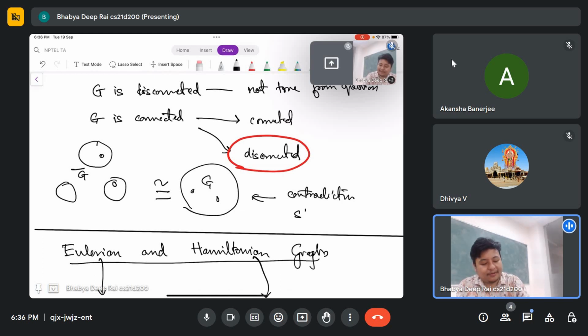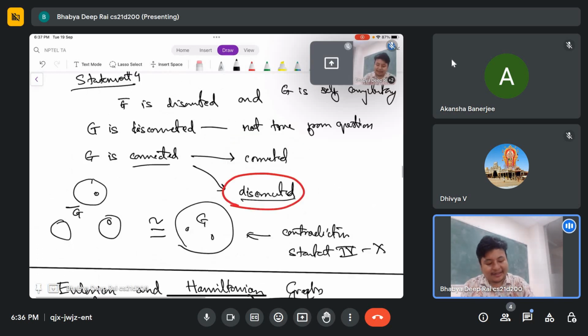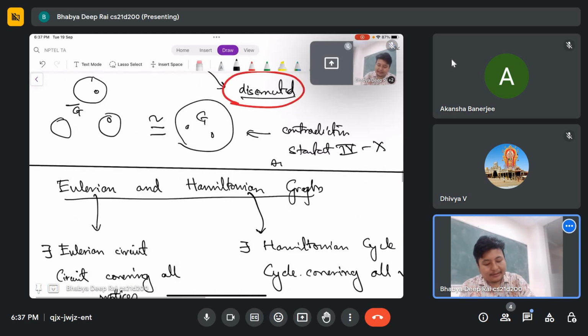So statement 4 is not true. By the question we have that G is connected, and its complement may be connected or disconnected, but the statement says G bar is disconnected. If G bar is disconnected, how can G and G bar be isomorphic to each other? How can G and G bar look the same? So that is the idea. So obviously the answer is C.